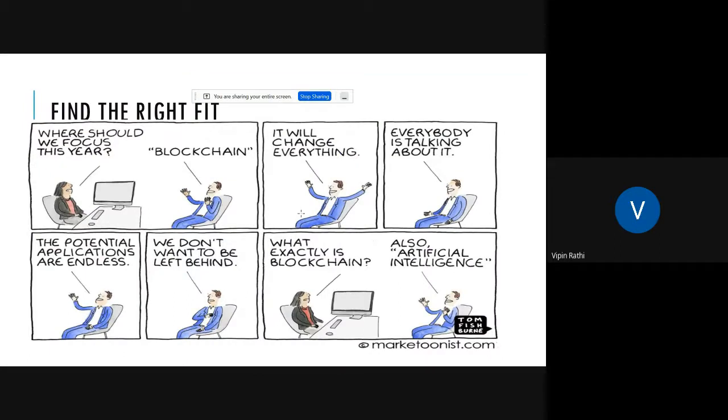And I want to end with this: find the right fit. It's not like this. For example, the boss is asking, where should we focus this year? Let's say blockchain. It will change everything. Everybody is talking about it. The potential applications are endless. We don't want to be left behind. What exactly is blockchain? Also, artificial intelligence. I hope you understand this.